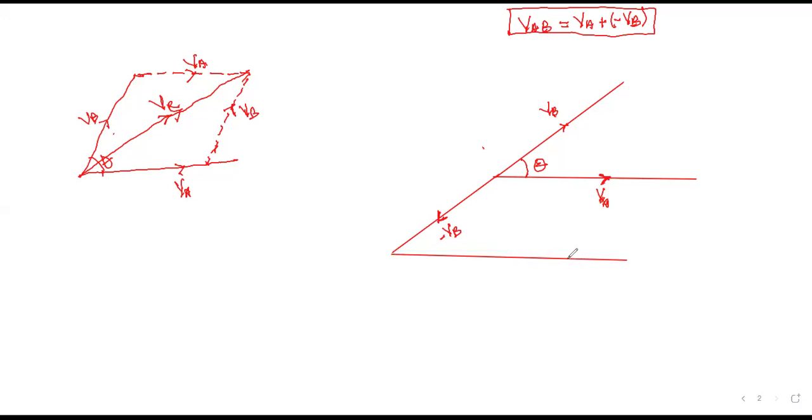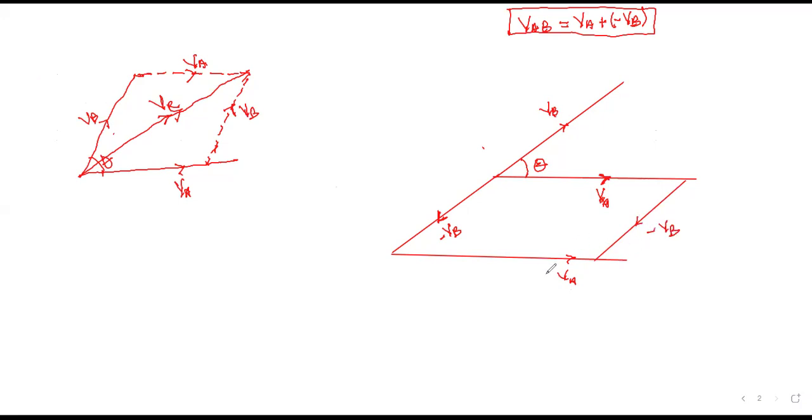Equal vectors have the same magnitude and same direction. So this is also VA. And I can also do it for minus VB. Draw an equal vector of minus VB and put it on the head of VA, so that they will form the shape of a parallelogram. So this is also minus VB.